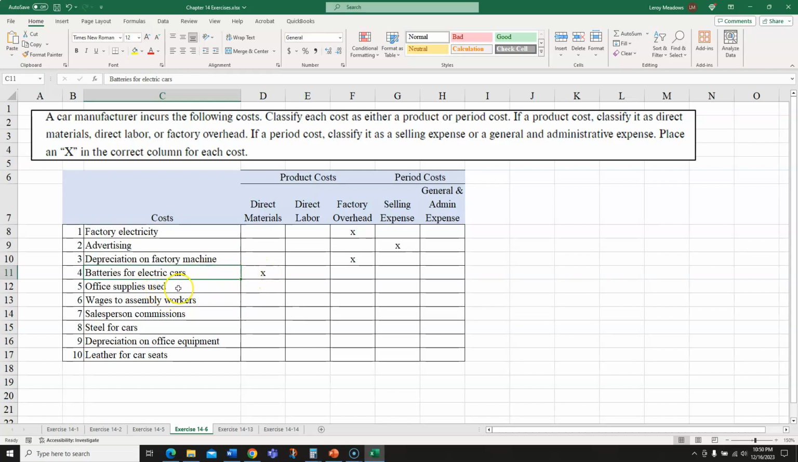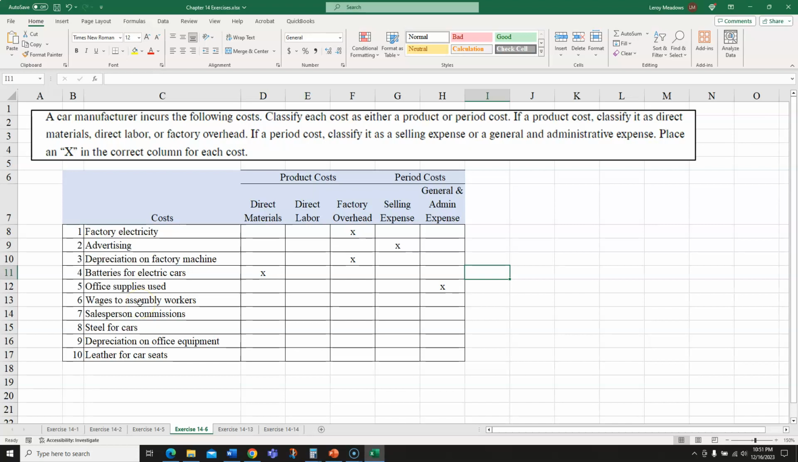Number 5, office supplies used. What type of situation would this be? We're given the term office, just like we were given the term factory in number 3 and number 1, and that gives us a clue. If it's anything related to office, then it's probably going to be a period cost. So office supplies used is going to be a period cost. Now, is it a selling expense or a general and administrative expense? Well, it's going to be a general and administrative expense. Why? Because it's not related to the selling of the car.